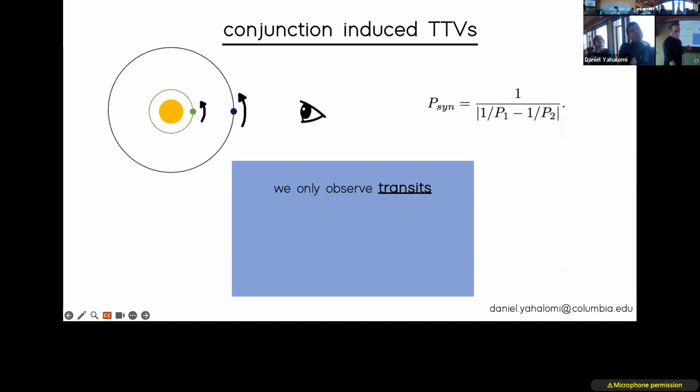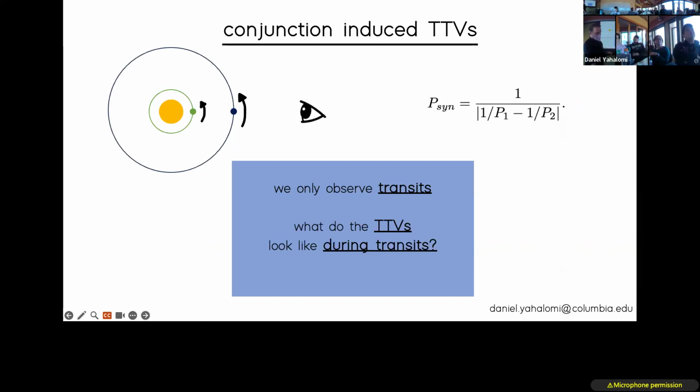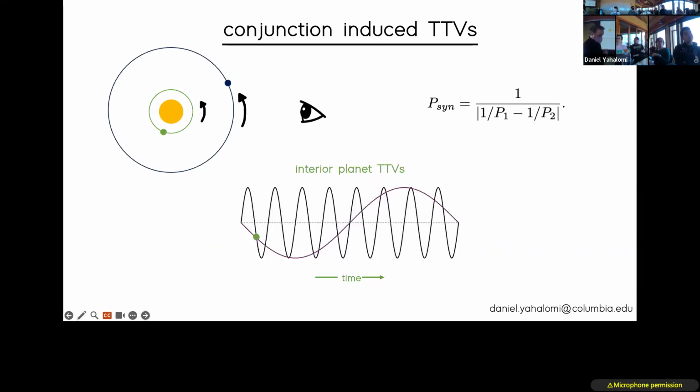So essentially here, you have to remember that we only observe planets during transit. So we can ask, what do the TTVs look like during transit? If we put an observer here, we have two planets transiting a star. We'll say that the green planet is transiting, and the blue planet is this external perturber. And here I'm just plotting what the chopping effect, the conjunction-induced TTVs, would look like, stopping at each time the inner planet, the green planet, transits.